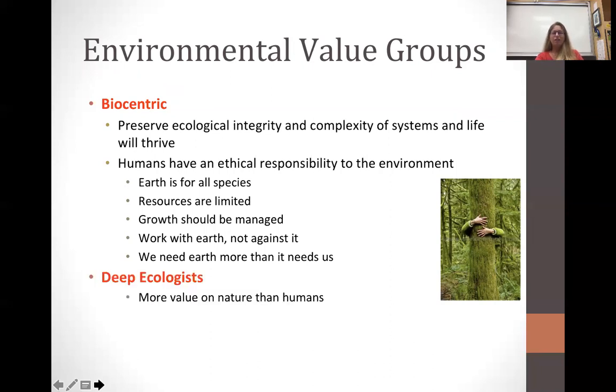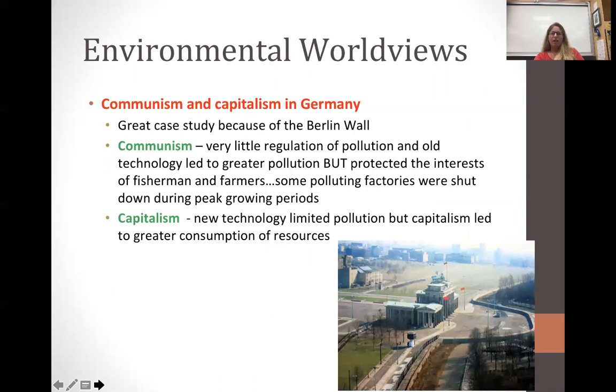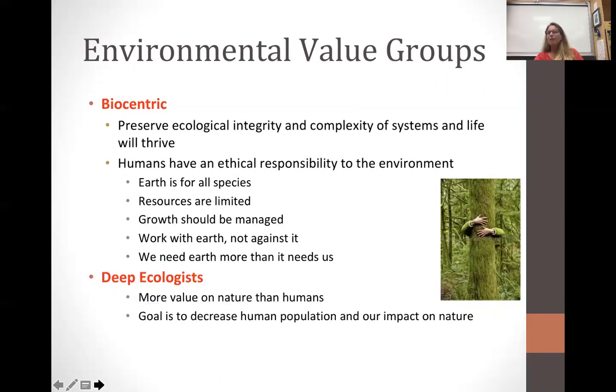Deep ecologists value nature more than humans. These are the tree huggers, right? The people that are going to say, look, I don't care if you're going to starve to death, you can't kill Bambi. The goal is to decrease human population and our impact on nature. And they'd probably be really happy if this pandemic cut the human population in half, because it's not about the humans, it's about the environment.